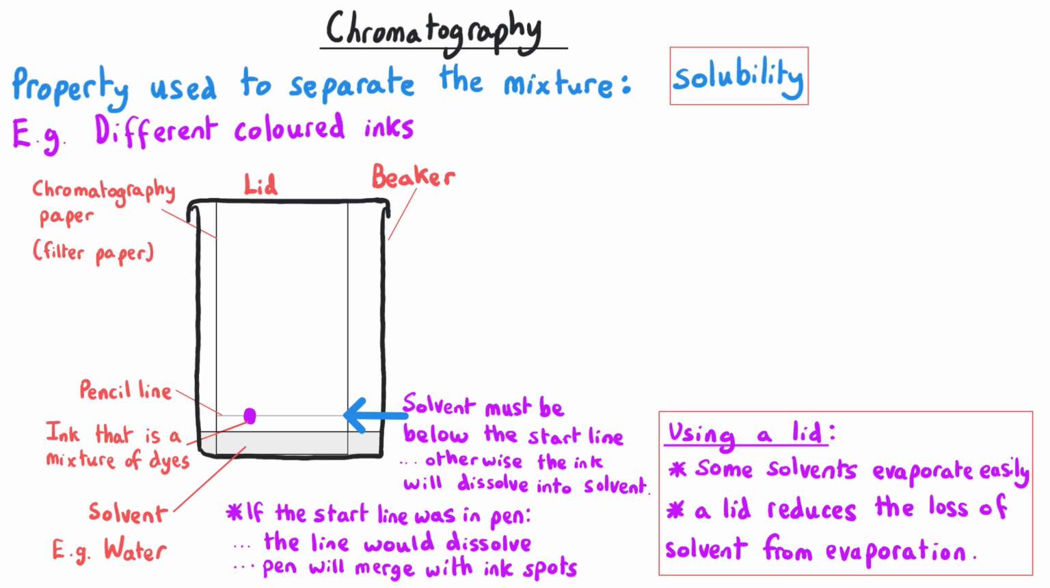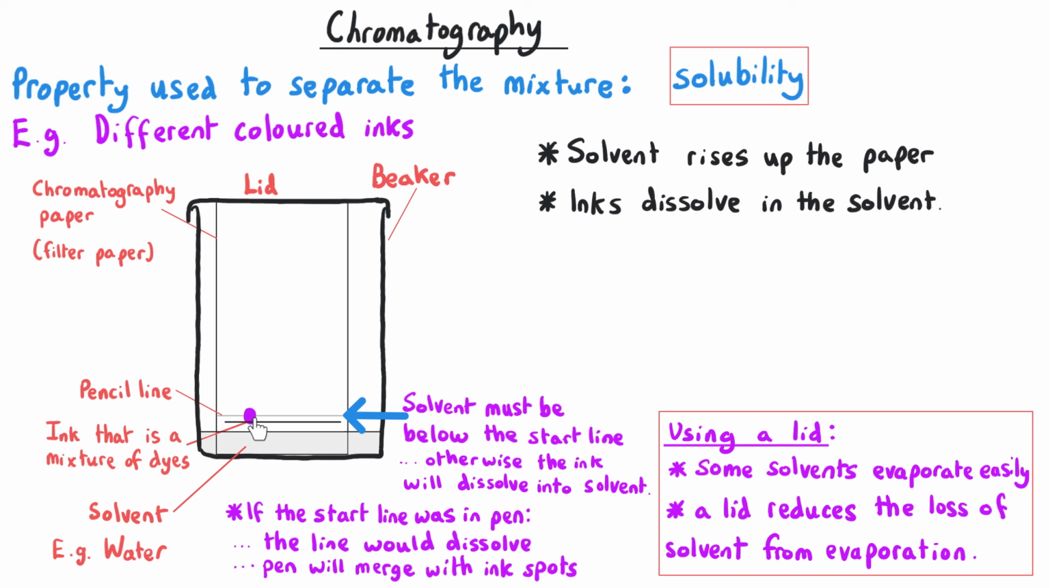If it does, the spot will dissolve in the solvent and the water will take up the colour of that solvent, rather than what we want to happen, which is that the water rises up the paper, and when it reaches the pencil line, the ink that is on the paper will dissolve in the solvent and gradually rise up the paper as the water rises up the paper.